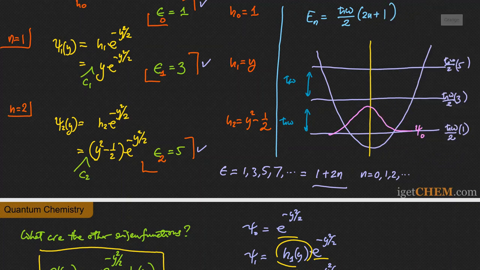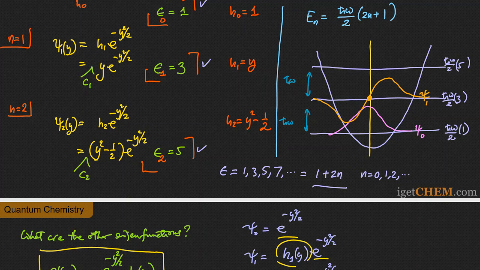The second wave function is y times a Gaussian. We know y is an odd function. So when y is equal to 0, this psi 1 would have a node right there. On the right side of that node, the wave function is positive. On the left side of the node, the wave function is negative. So this wave function looks something like that. So this is psi 1.